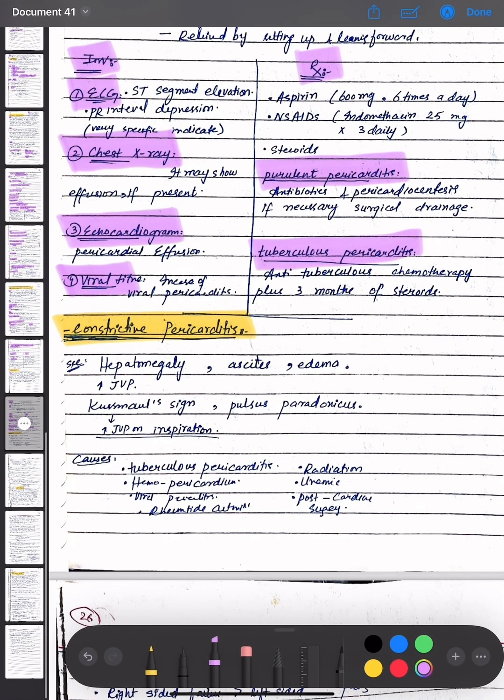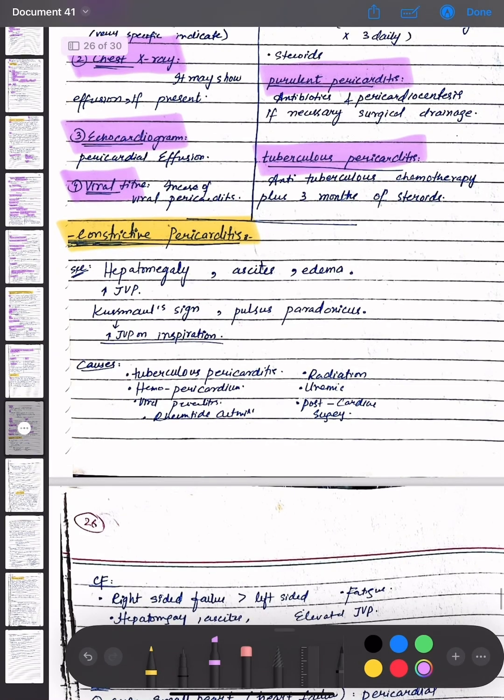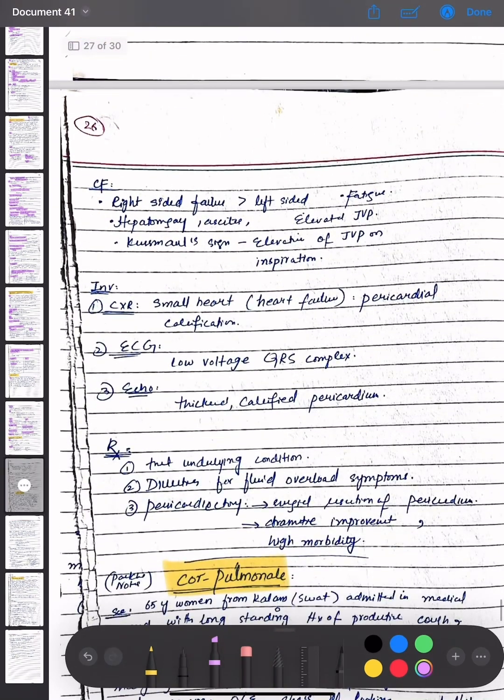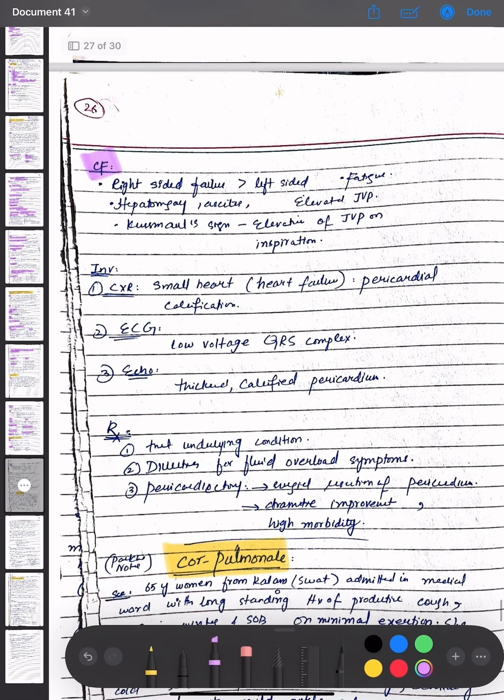Okay, now constrictive pericarditis. The scenario is that there is hepatomegaly, ascites, and edema with raised JVP, small volume pulses, pulsus paradoxus, and increased JVP on inspiration. So what are the causes? Tuberculous pericarditis, hemopericardium, rheumatoid arthritis, radiation, uremia, and post-cardiac surgery are the causes of constrictive pericarditis. The clinical features are right-sided failure greater than left-sided, fatigue, hepatomegaly, ascites, elevated JVP, small volume pulses, and elevation of the JVP on inspiration.